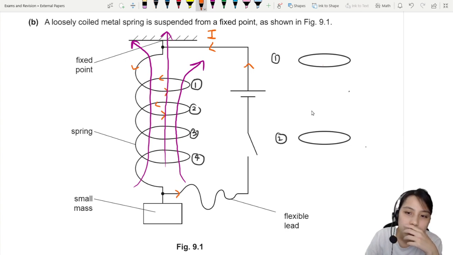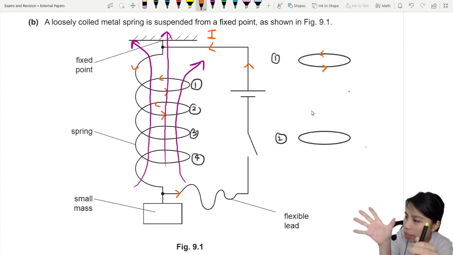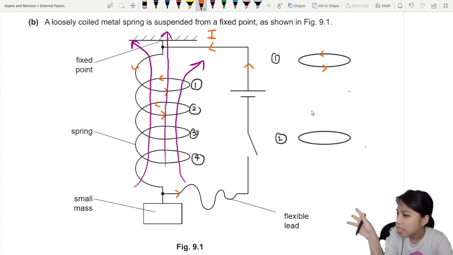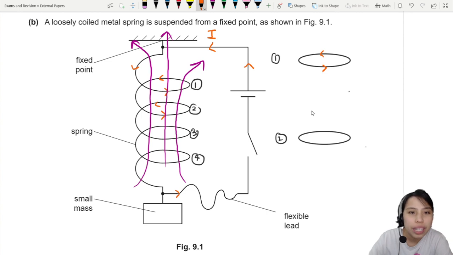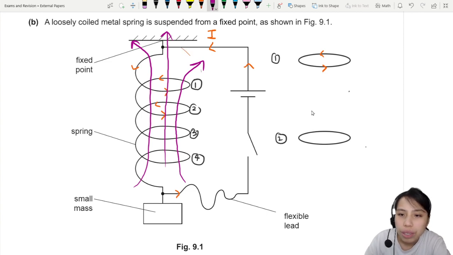Coil number 1, clockwise and then go in. Okay, that's a current. So if I curl my fingers around that thing, my thumb should be pointing upwards. So the field, if I were to draw the magnetic field, would be something like this.